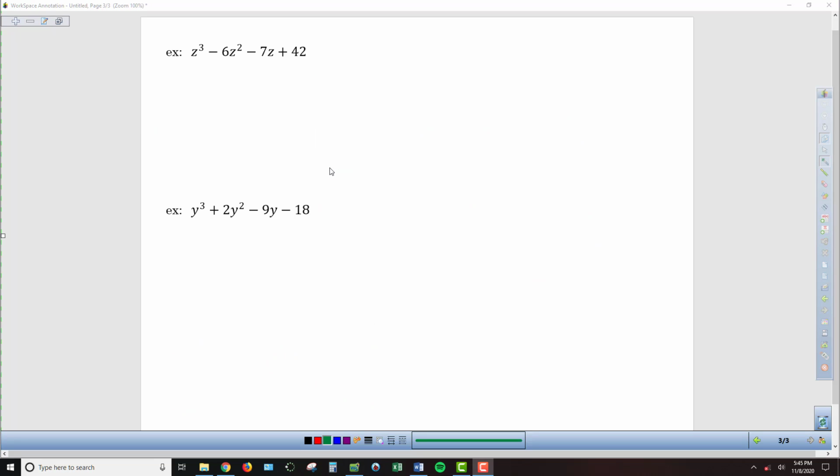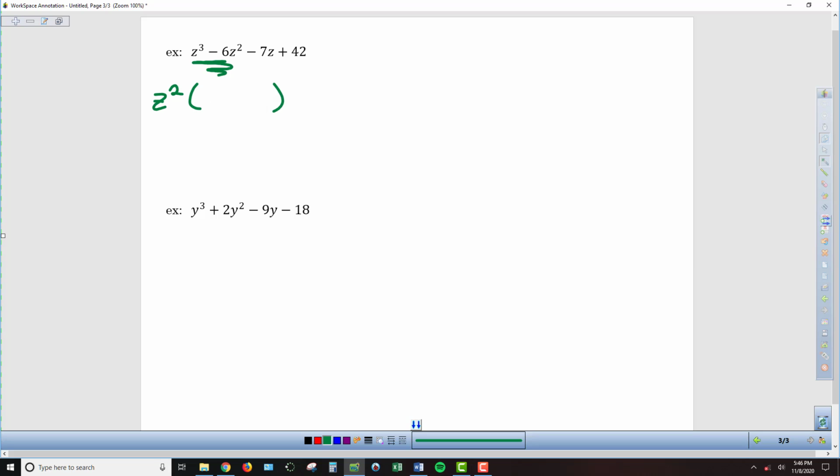So we can take the same approach here like we did on the last one, where we've got z cubed minus 6z squared minus 7z plus 42. I've got 4 parts to the expression, so we're going to have to do these multiple rounds of undistributing, this factoring by grouping. So we're going to group these first two terms and factor there. So z cubed minus 6z squared, hopefully we see that z squared is in common with both of those pieces.